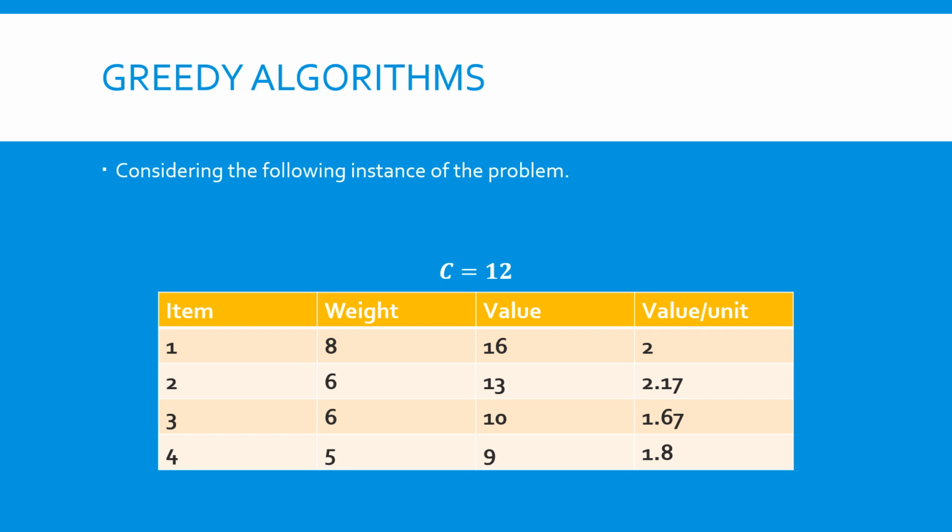Here is a specific instance of the problem. The capacity of the knapsack is 12. We have 4 items to choose from. Their weights, values, and per unit values are listed here in the table.